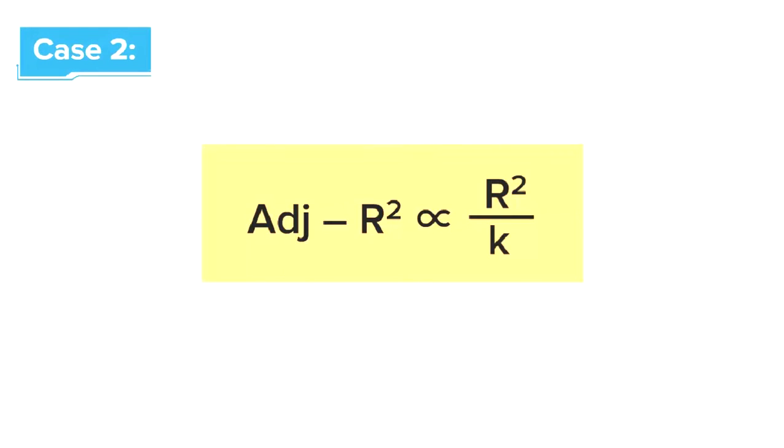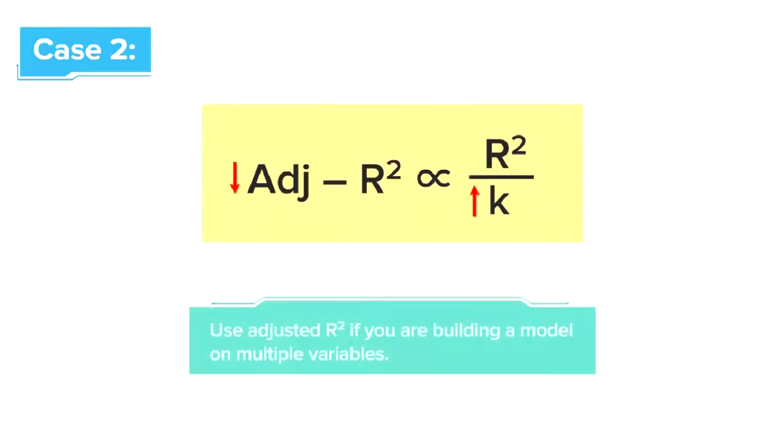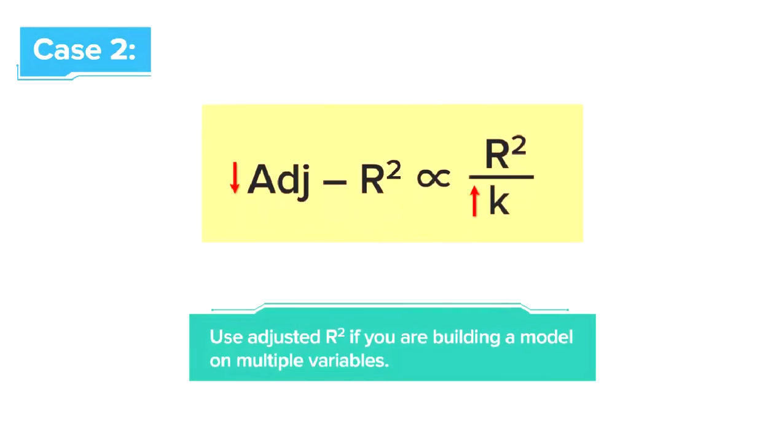In case 2, when we add a new feature which is not contributing significantly to the model performance, there is little or no increase in the value of normal R-squared, but there is some incremental increase in the value of k. As a result, adjusted R-squared experiences a slight decrease in its overall value. Hence, if you are building a model on multiple variables, it is always suggested that you use adjusted R-squared to judge the goodness of the model. Typically, the more non-significant variables you add into the model, the more the gap between R-squared and adjusted R-squared increases.